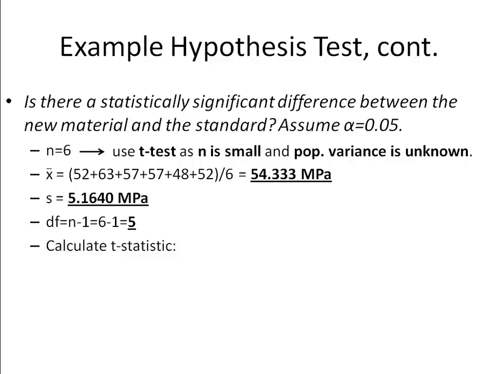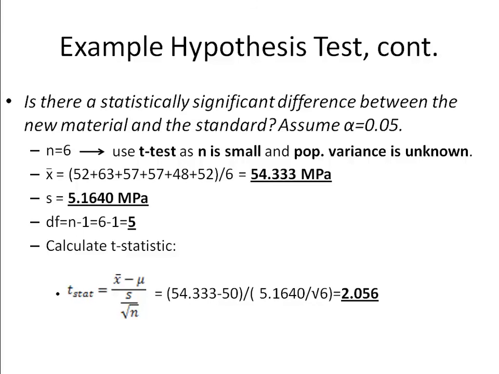So let's calculate our t-statistic. This is the equation we used right here, and we're going to plug everything in. X bar is 54.333. Our mu, that we're going against, the known mean, is 50. And then our denominator is just 5.6140, which is the sample standard deviation divided by the square root of 6. So we get a t-statistic of 2.056.